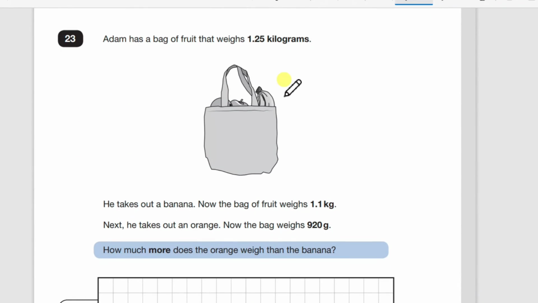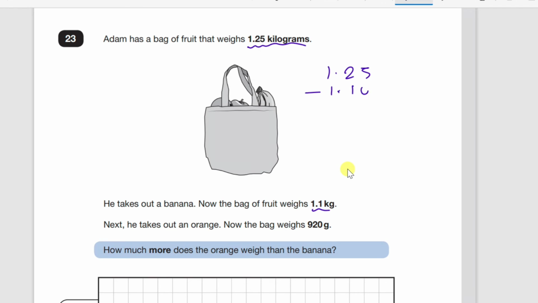Alright, next one, 23. Now Adam has a bag of fruit that weighs 1.25 kilograms. He takes out a banana. Now the bag of fruit weighs 1.1 kilograms. So this tells us from the original weight to the new weight, we can work out the weight of a banana. Let's subtract it now. 1.25 minus 1.1 and add a 0. If you take this away, you get 5, 1, and 0. So the gram, and this is kilograms. So a banana weighs 0.15 kilograms. It's quite heavy for a banana, I think. So let's label this banana.